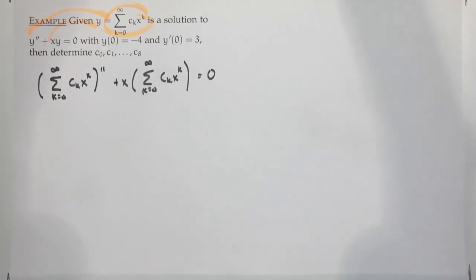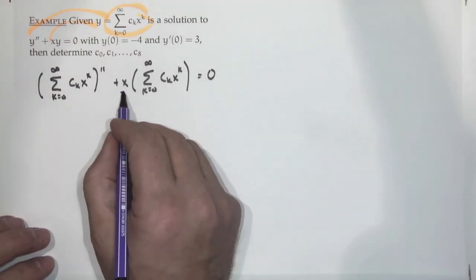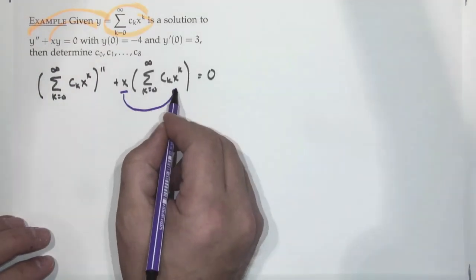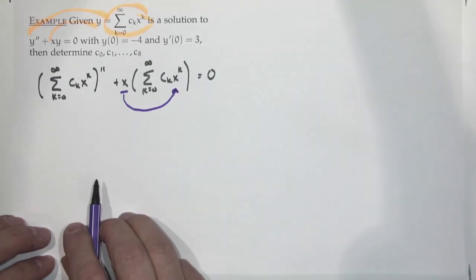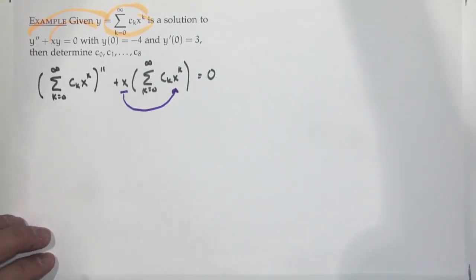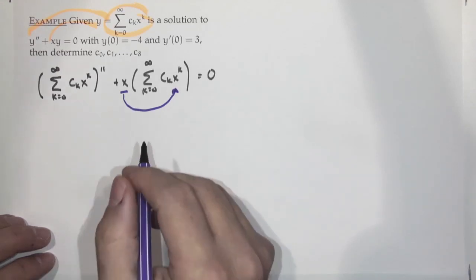Okay, so let's rewrite some of this. Okay, so this x I can multiply in. Yes? Okay, good. All right.